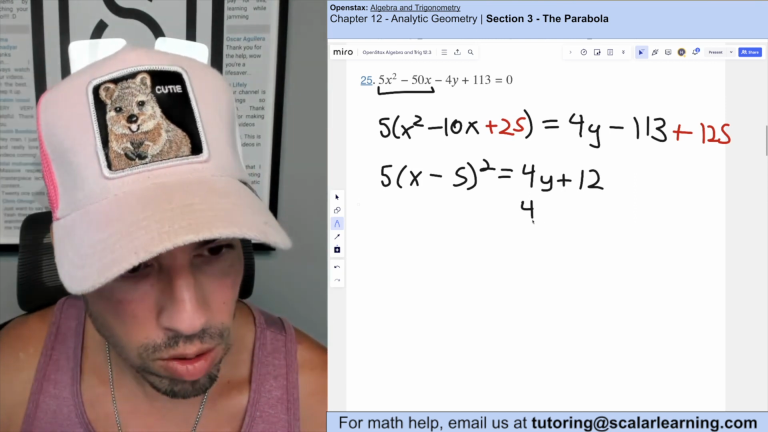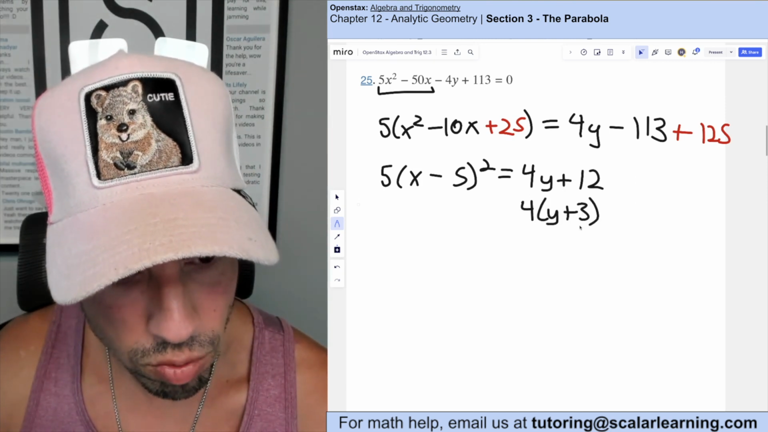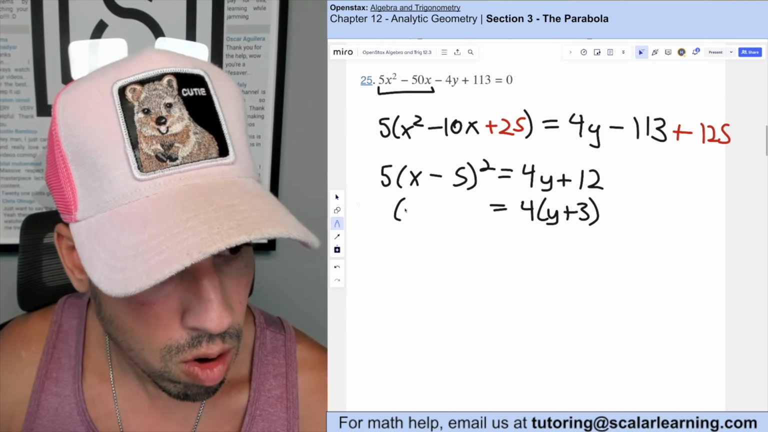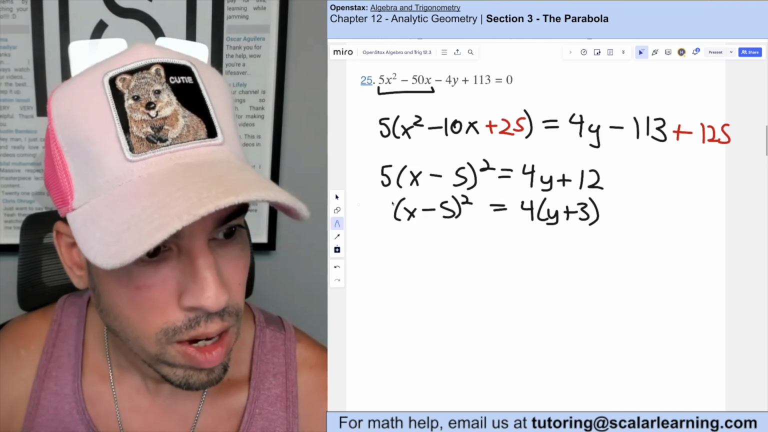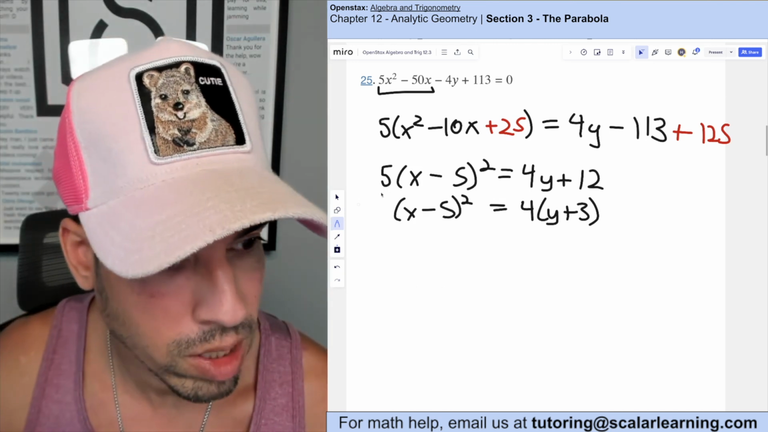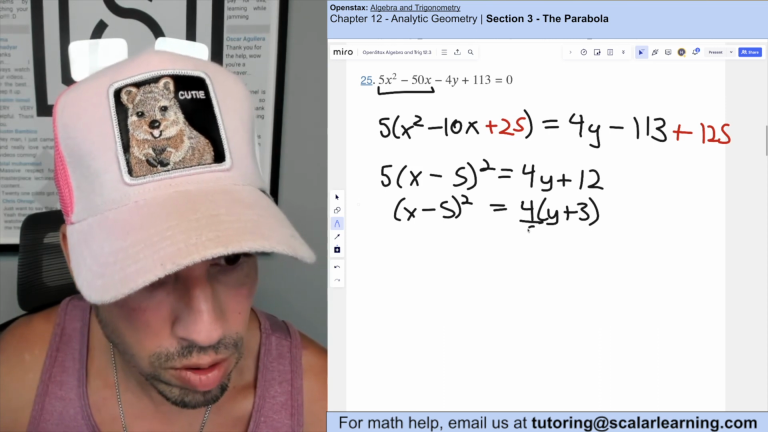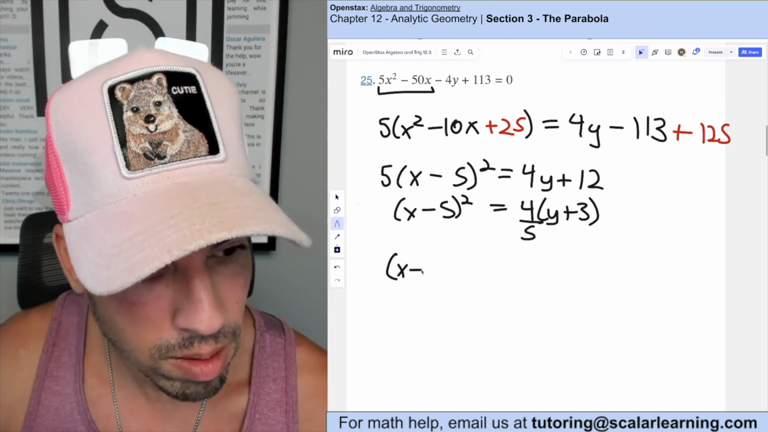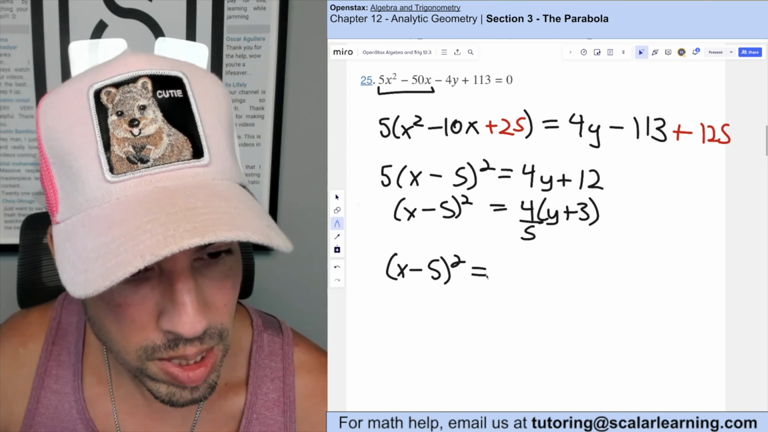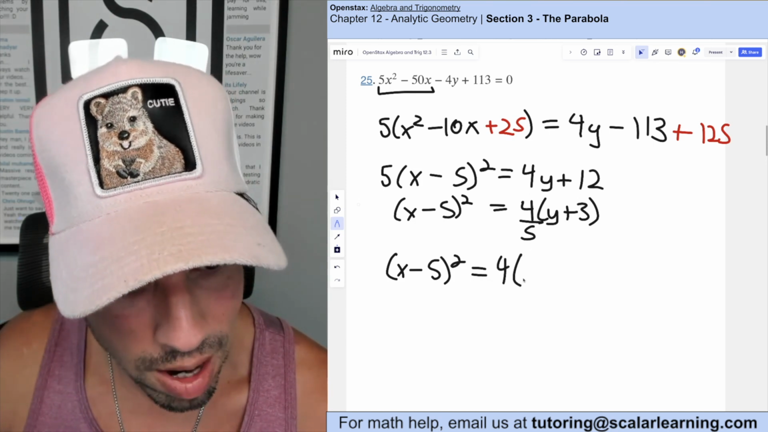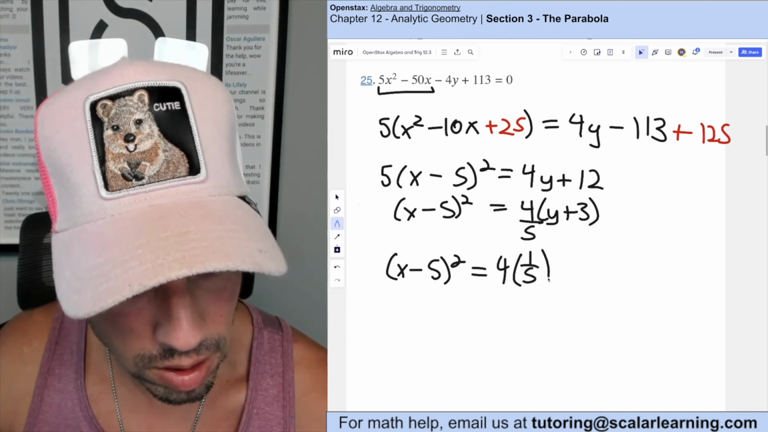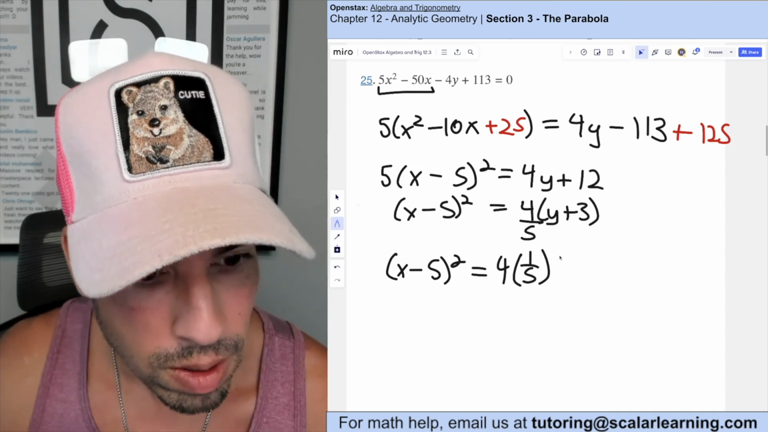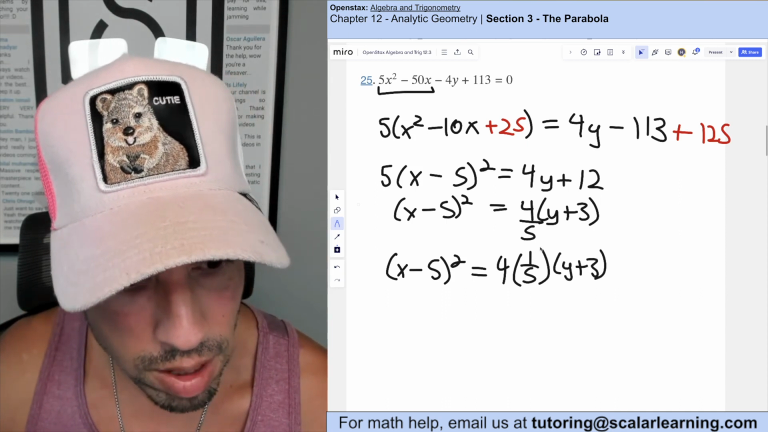Then we're going to factor out the 4, and we got y plus 3 equals all of this. And there is a 5 there, but I'm going to divide both sides by 5, get rid of that 5 and bring it over here like a nice fraction. Last step to get our nice standard form, I'm going to pull the 4 out, leaving a 1/5 in there, right? Dividing that by 4 is 1/5, times y plus 3, and now we have our p-value.